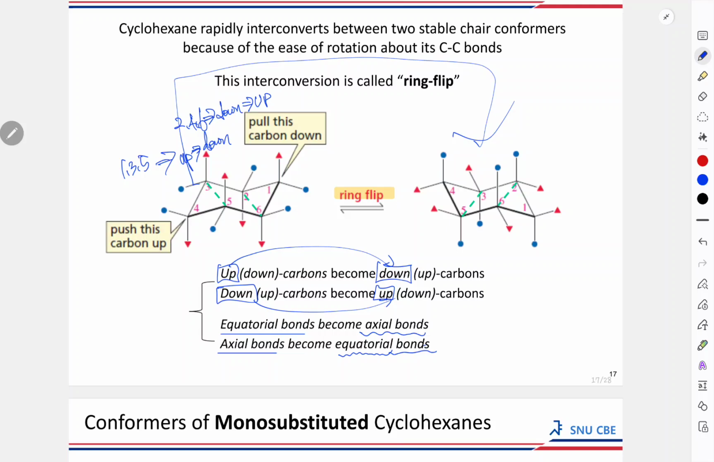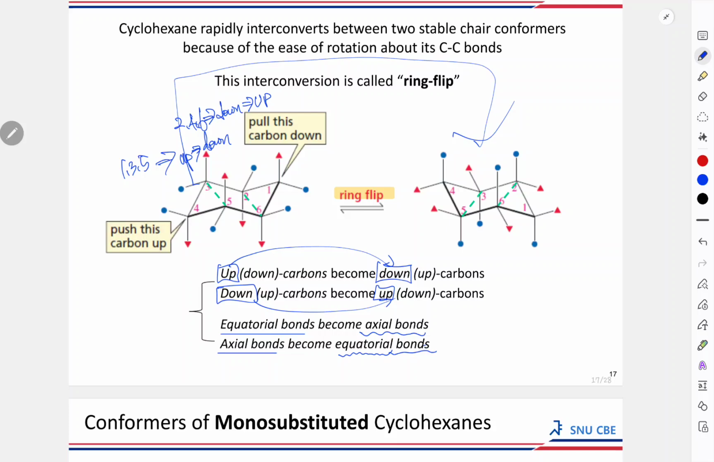The two conformer states before and after the ring flip can have different energetics, right? So we can think about the conformer of monosubstituted cyclohexane, meaning you have one substituent, which is methyl in this case, and this is the one chair conformer you can imagine. And after the ring flip, applying the rule we just discussed in the previous slide, perhaps now we can draw the ring flip conformer.